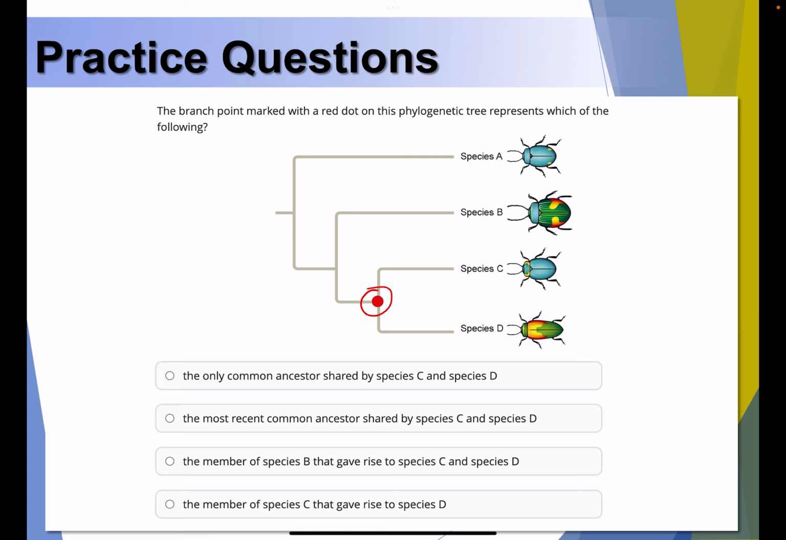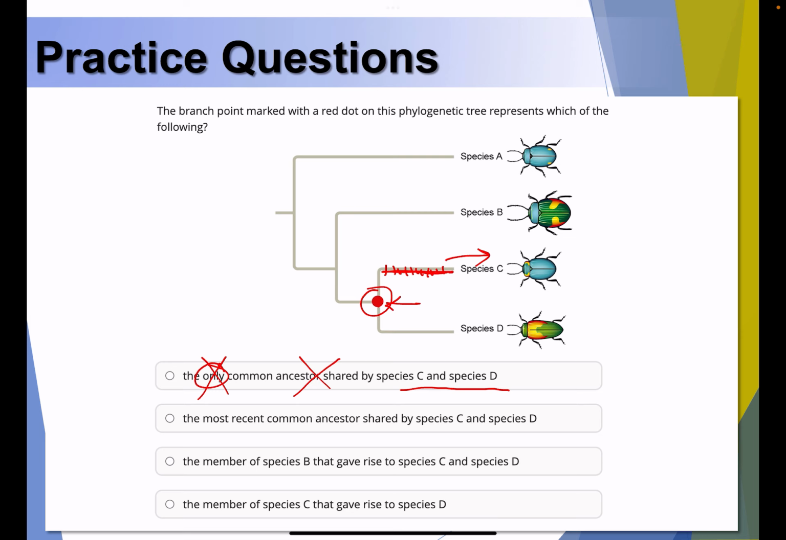So the first statement says the only common ancestor shared by species C and D. Is this the only ancestor? No. Remember we said that this horizontal line here represents many, many different ancestors that have eventually become your species C. So that is incorrect. The "only" is incorrect here.